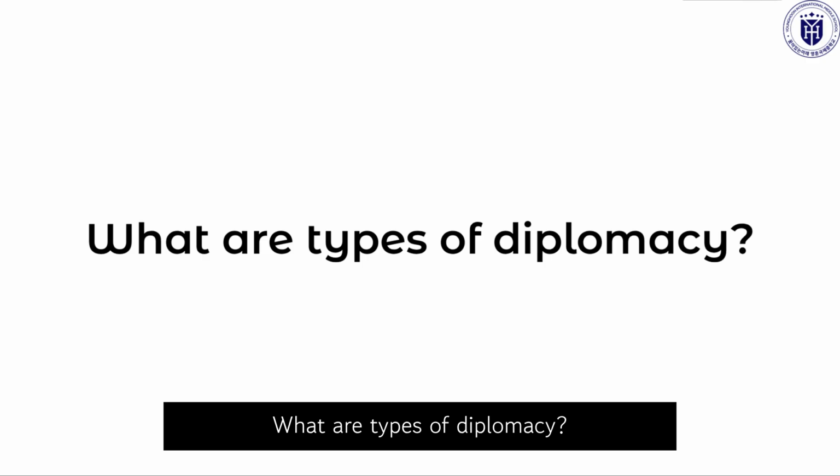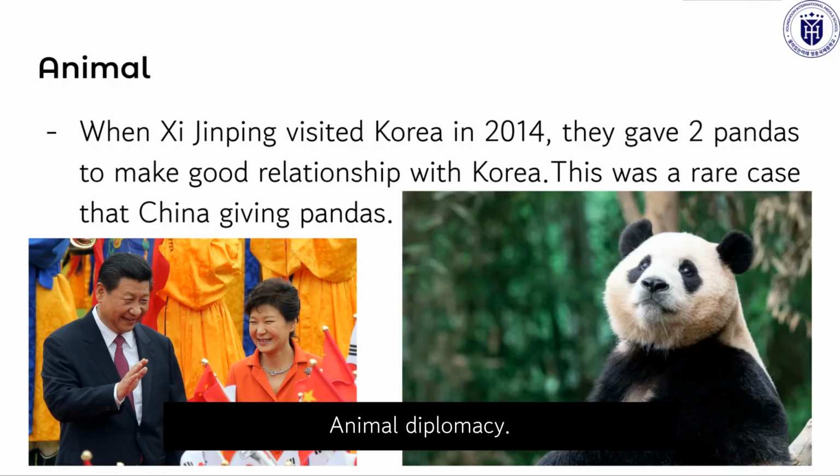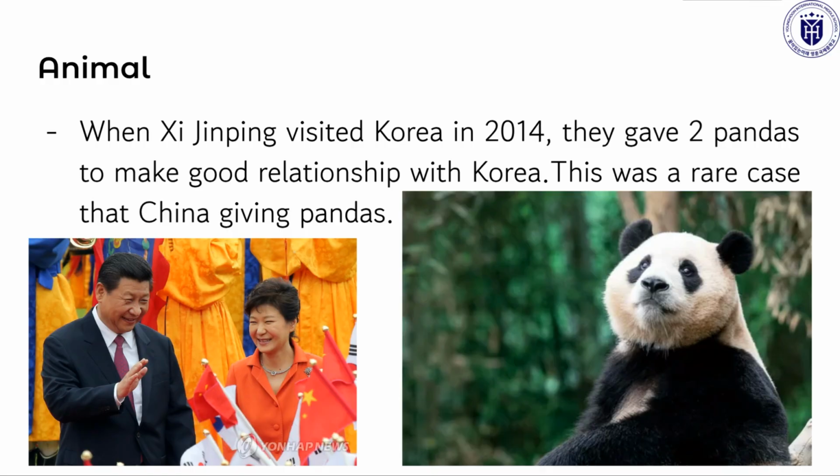What are the types of diplomacy? Animal diplomacy. When Xi Jinping visited Korea in 2014, they gave two pandas to Korea to build good relationships. This was a rare case of China giving pandas.